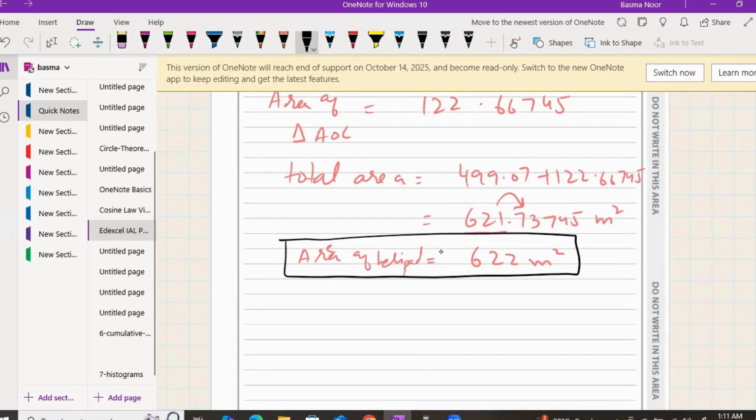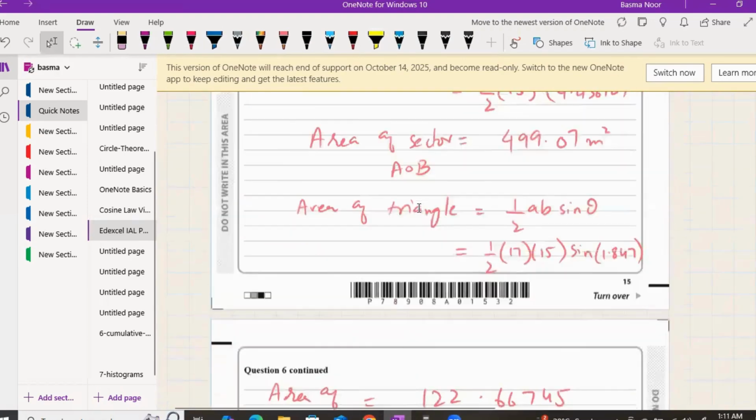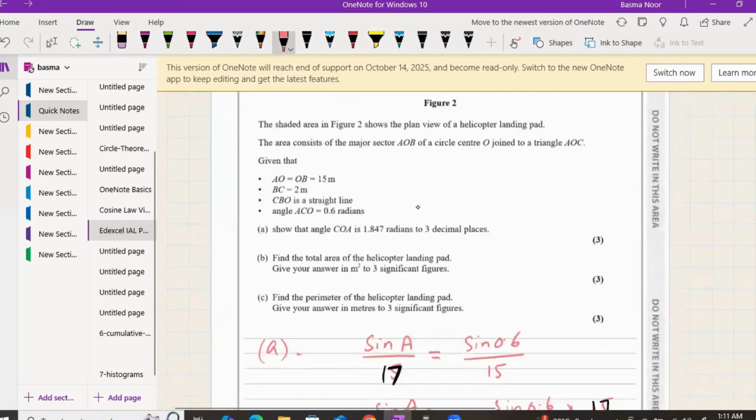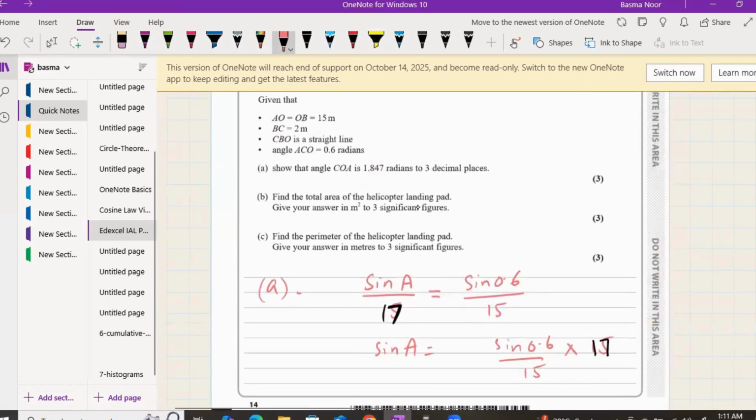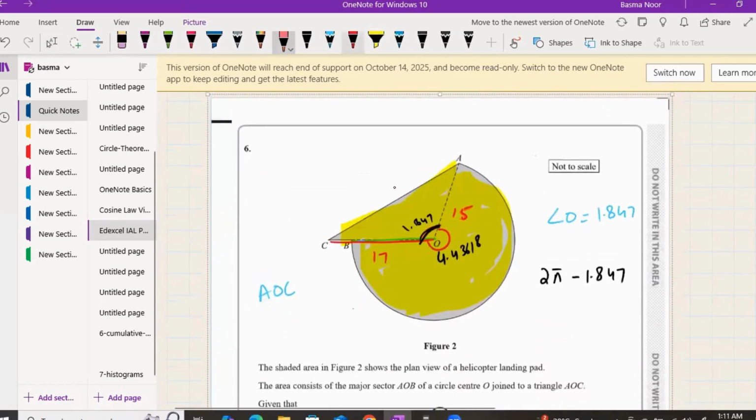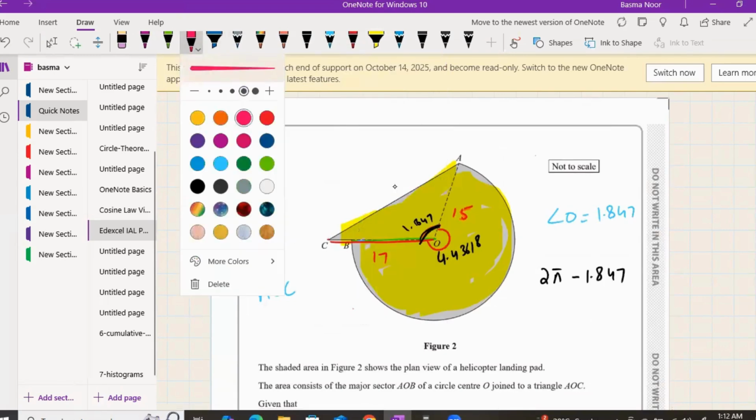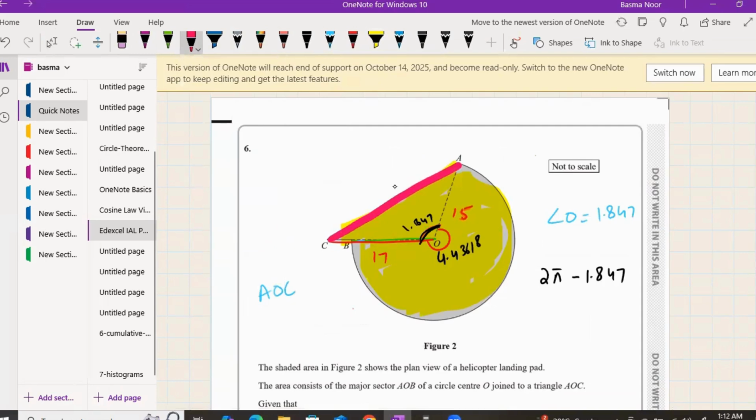Now part C is, yes, I have space to cover part C as well. Part C is: find the perimeter of the helicopter landing pad. Give your answer in meters to 3 significant figures. Now we have to find the perimeter of this whole shape, which is going to be this total length here, A to C, this 2 centimeter, and the arc length of the sector of the circle we are using. We need this whole pink length.